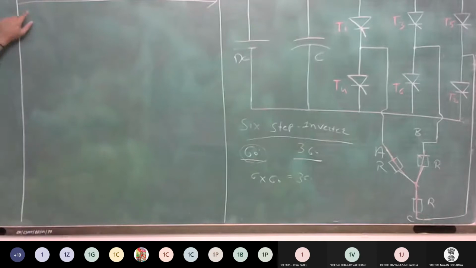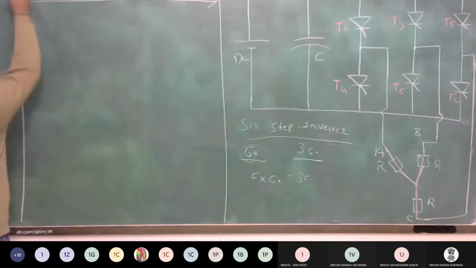All of you can see this here? Yes, sir. Okay. So let's do this waveform here.